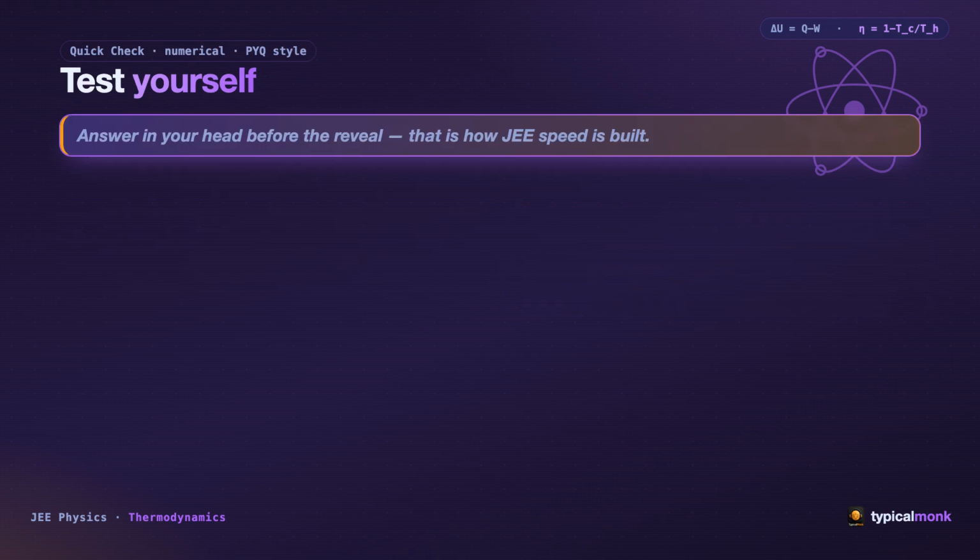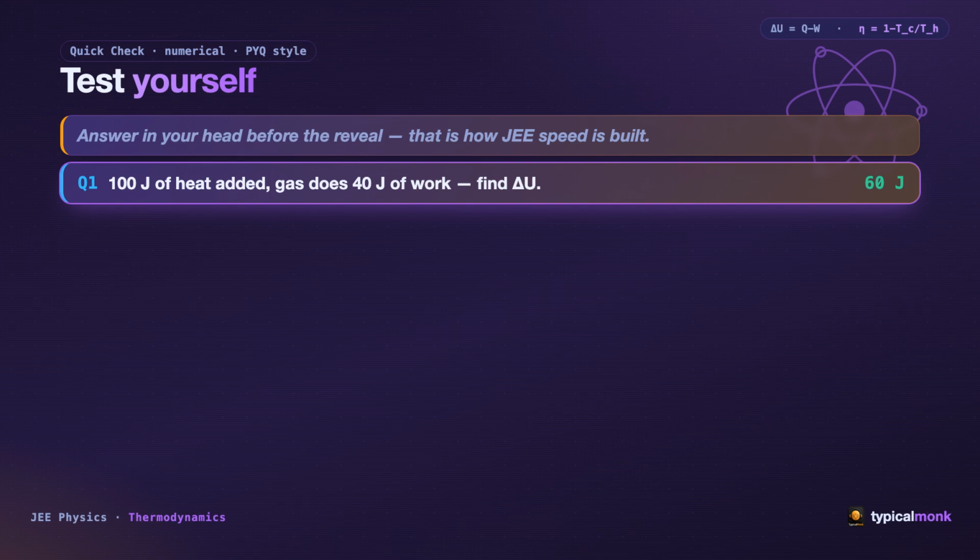Now, test yourself. Answer in your head before the reveal. That is how G speed is built. Here we go. Question 1. 100 joules of heat is added, and the gas does 40 joules of work. Find delta U: Q minus W, 100 minus 40 is 60 joules.